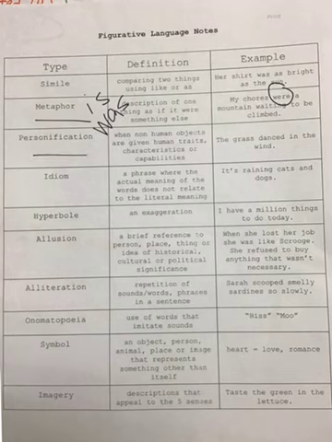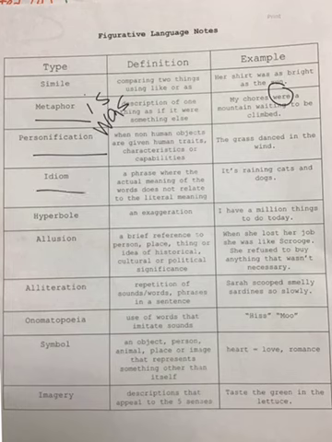Then we have personification. This is giving human qualities to non-living things. So for example, we are giving human qualities to the grass. It danced. Grass can't dance. We're giving human qualities to a non-living thing. If you gave a shirt a human quality or a desk a human quality, that is personification, giving non-human objects human characteristics.